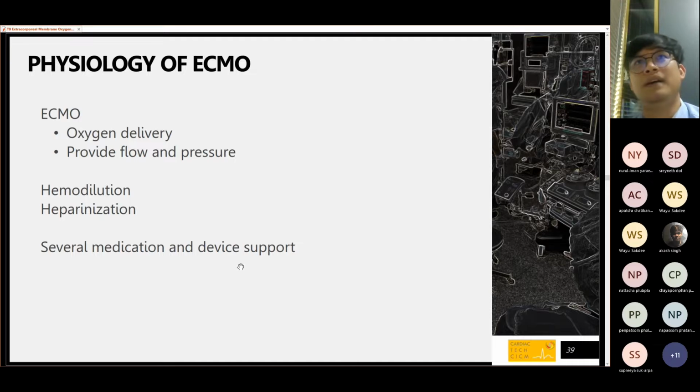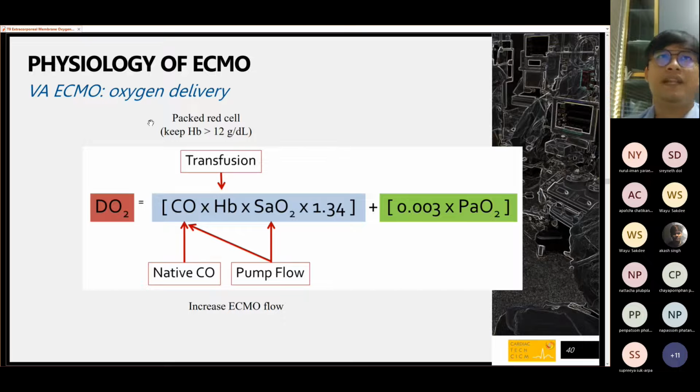We still have dialysis machines for some patients. We still have IABP sometimes, and we have a lot of drug support for the patients. I will show you later in the next slides. So firstly, we are going to talk about gas exchange and oxygen delivery during ECMO.